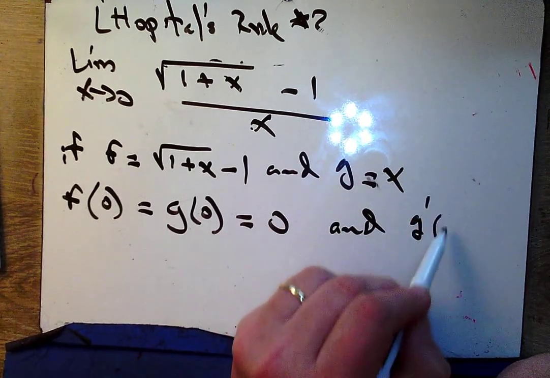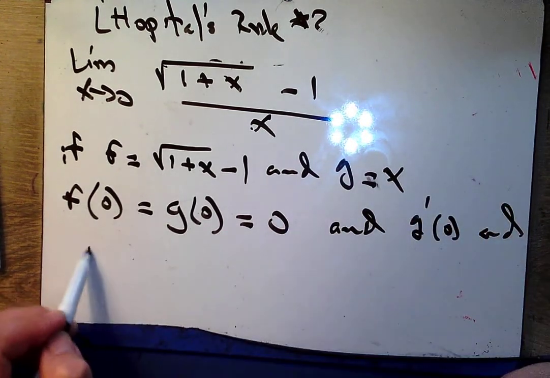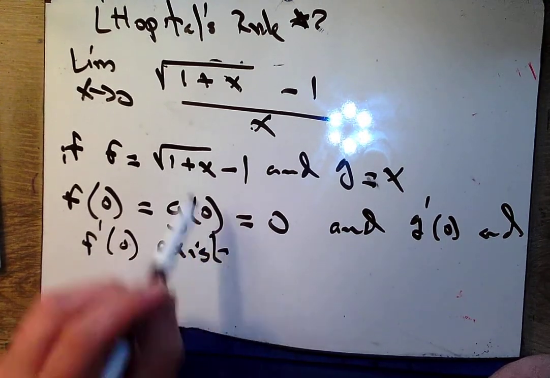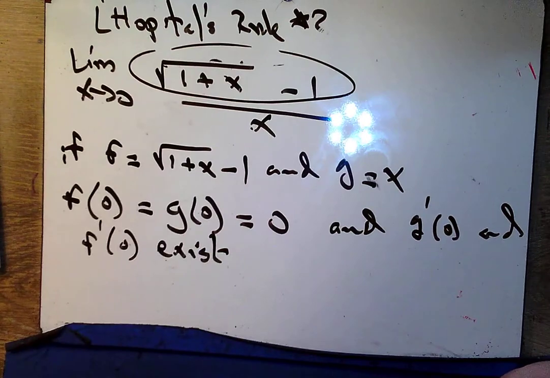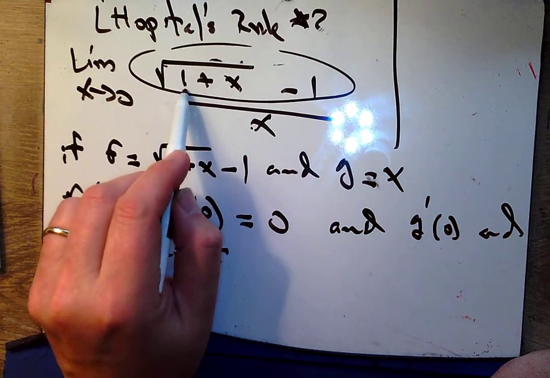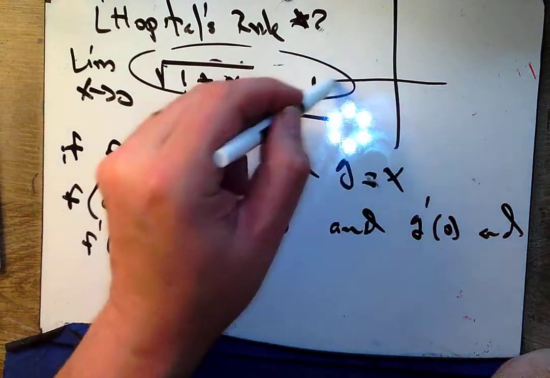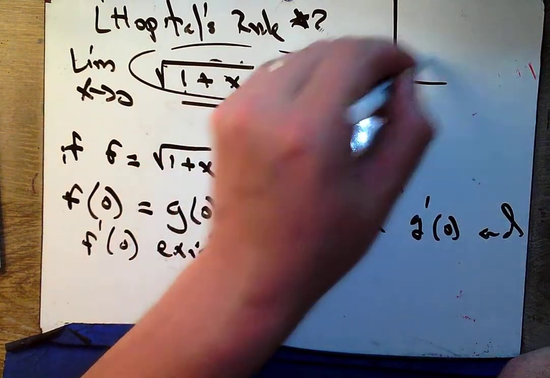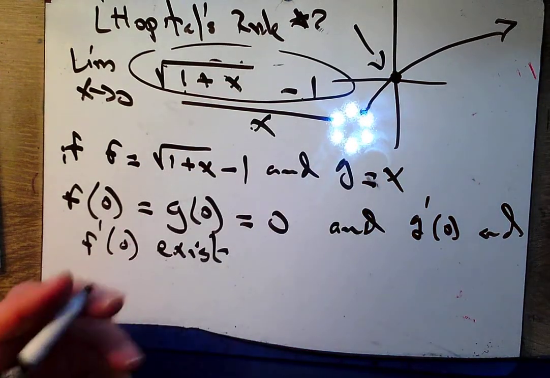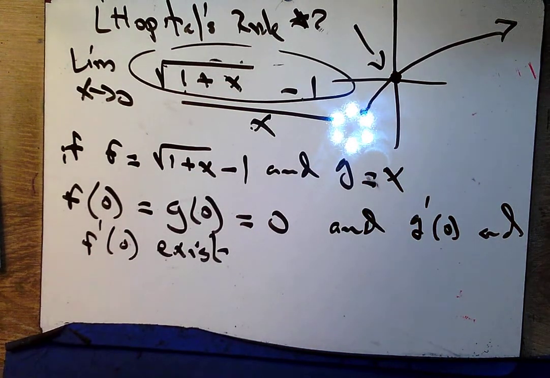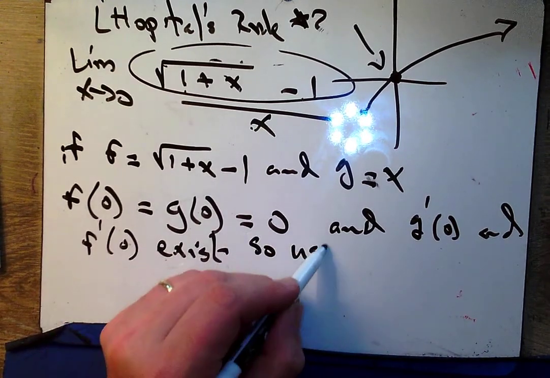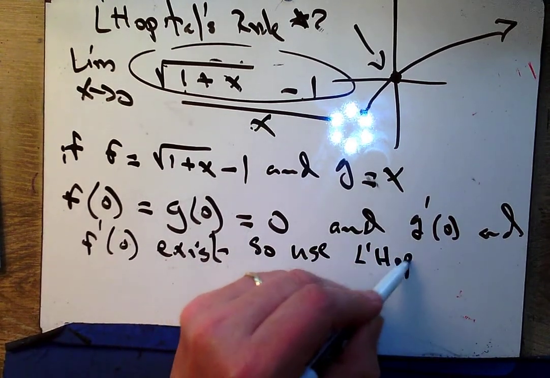And g prime of 0 and f prime of 0 exist. I was a little wondering if this would exist, but remember, we've shifted the graph left 1 and down 1. And so we're looking at something like that. And we definitely see that that function has a derivative at that point. So use L'Hopital's.